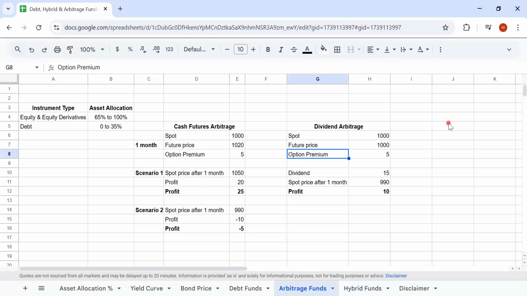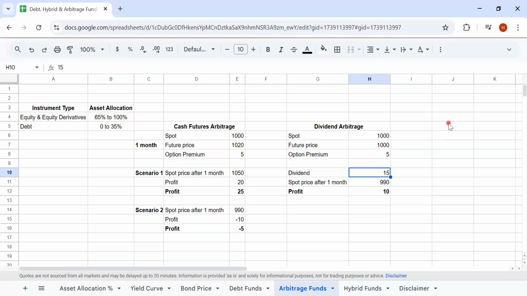Then the second is the dividend arbitrage. Let's say the spot price is 1000 and the underwriting team has got a contract at 1000 rupees, and the option premium is 5. In the meantime, the fund manager expected that there will be a dividend of 15 rupees, which the stock will declare.